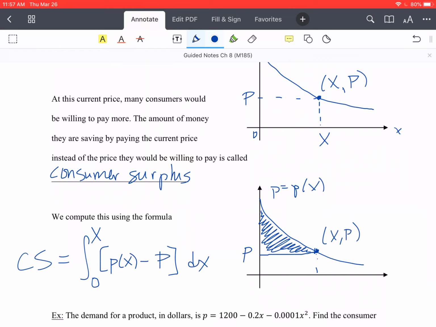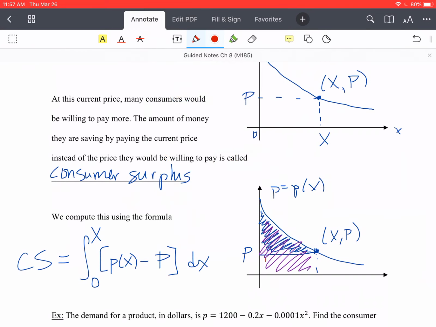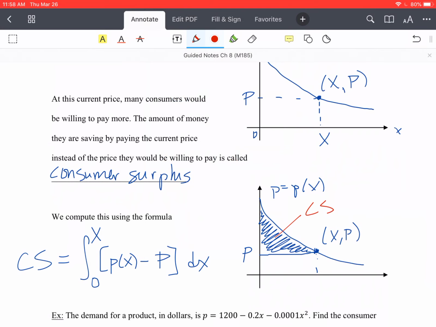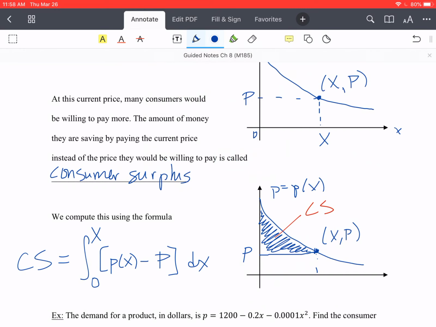Okay? So what we're doing here is we're taking the total area. This is the total amount they would be willing to pay minus the amount that they are currently paying. That result, again, is the consumer surplus. That's this value up here. Okay, so the amount that they would be willing to pay minus the amount they are currently paying, and then find that area. And that's going to give us the consumer surplus. Okay, so again, the value in here, that's our consumer surplus. Okay. So computing this is just computing an integral.